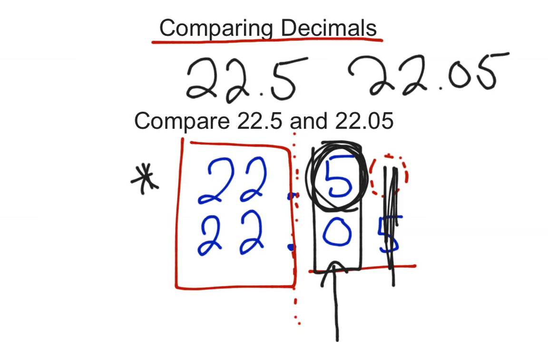So when I rewrite this as 22.5, I'm comparing that to 22.05. Well, we just learned that this top one here is the larger one, so I'm going to say 22.5 is greater than 22.05. But again, the two big keys here: line up the decimal point, fill in the zeros so they have the same amount of decimal places, and then we work from left to right, comparing one place value at a time.